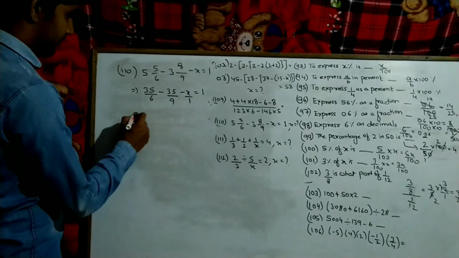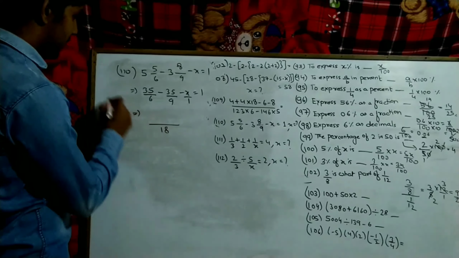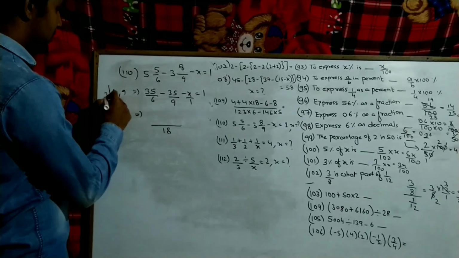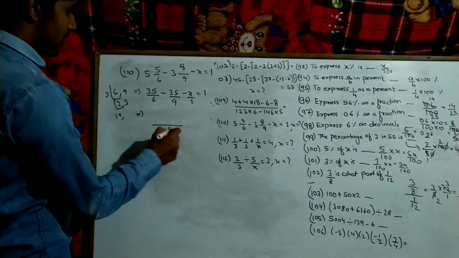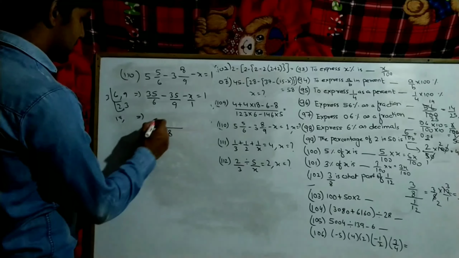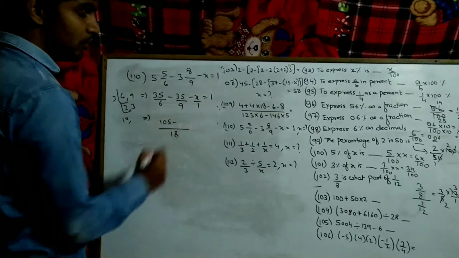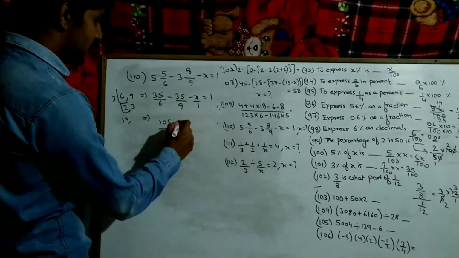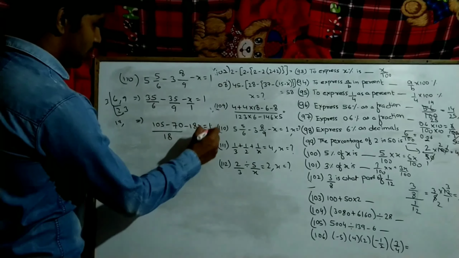Now take LCM. What is the LCM of 6 and 9? 18. Okay, everyone know how to take LCM. 3s are, 2s are, 3s are. So it comes 18. Okay. So 18 divided by 6 is 3. 3 into 35. It comes 105. Minus 18 divided by 9, it comes 2. 2 into 35, 70. Minus 18x is equal to 1.